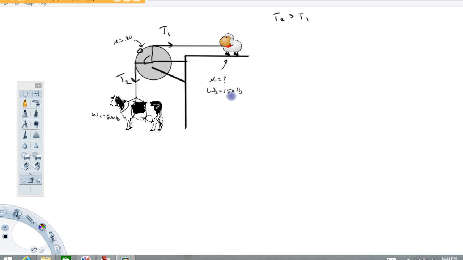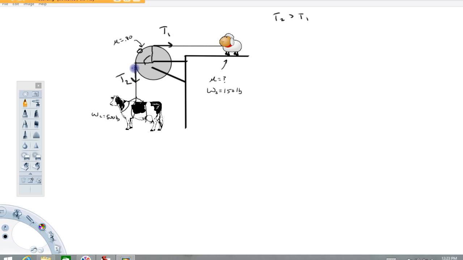What we're going to try to calculate here is the coefficient of friction required between the sheep's foot and this surface to keep this system static. It's important to realize that this drum is not free to rotate. So if the rope starts moving, it's a sliding situation. We're going to assume in this problem we've got a 0.8 frictional coefficient between this rope and the surface.